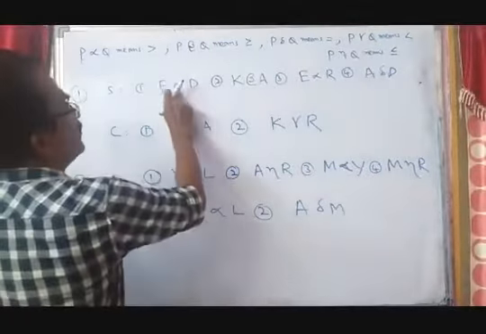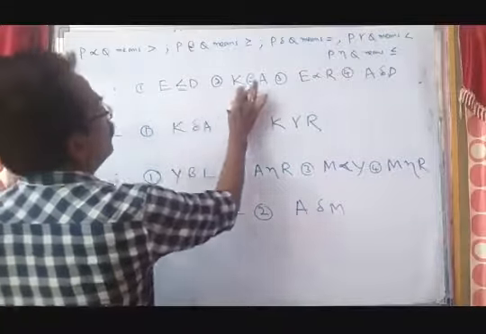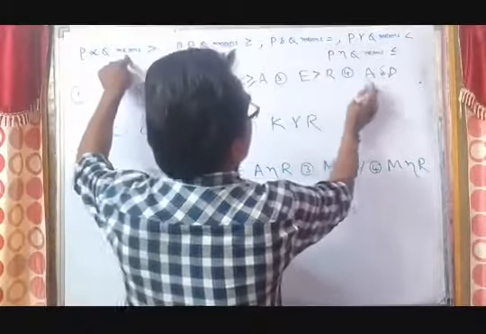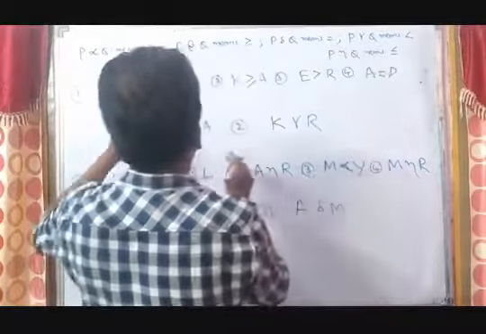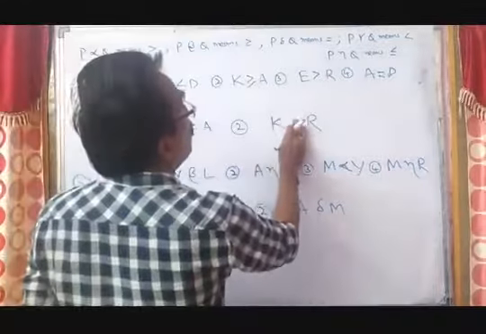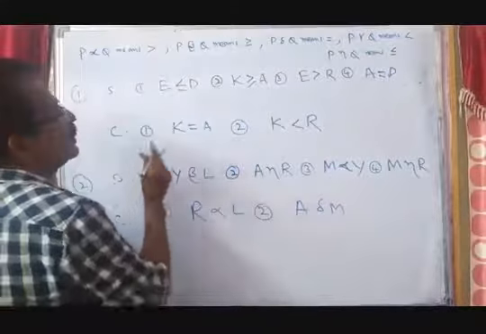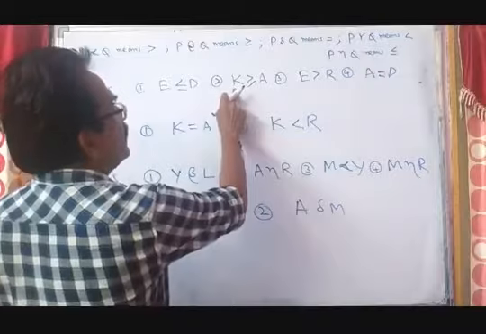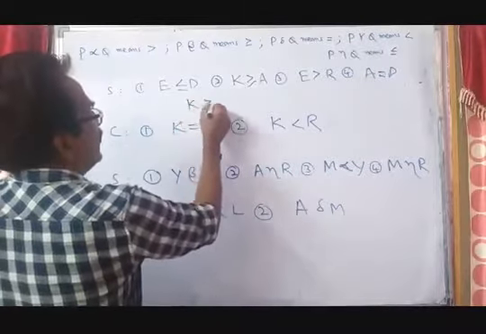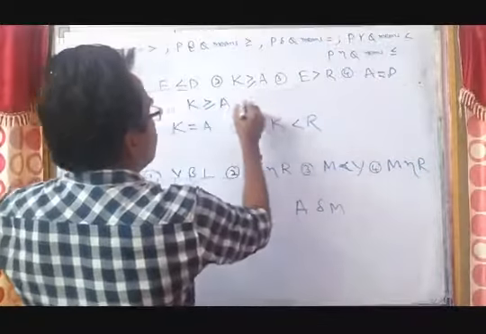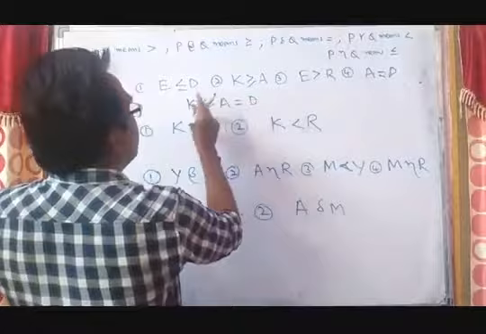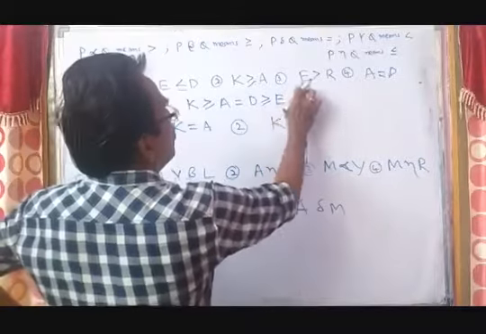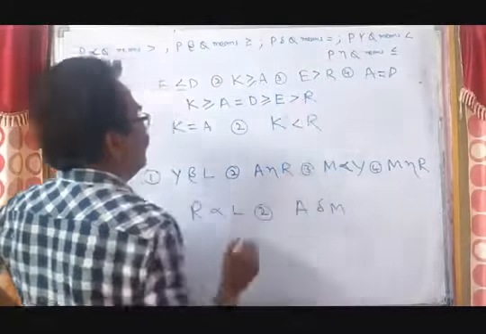So now let us change the symbols. Neta means less than or equal to, beta means greater than or equal to, alpha means greater than, small delta means equal to, gamma means less than. So here if you notice only one k is there. So let us begin with k. K greater than or equal to A. A is equal to D. D greater than or equal to E. E greater than R.